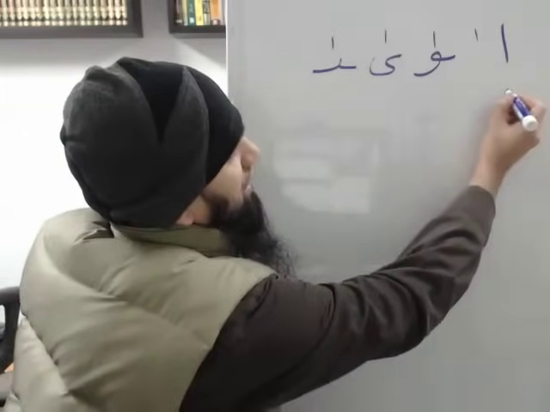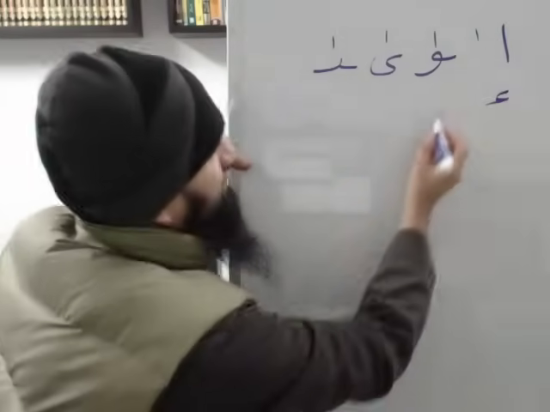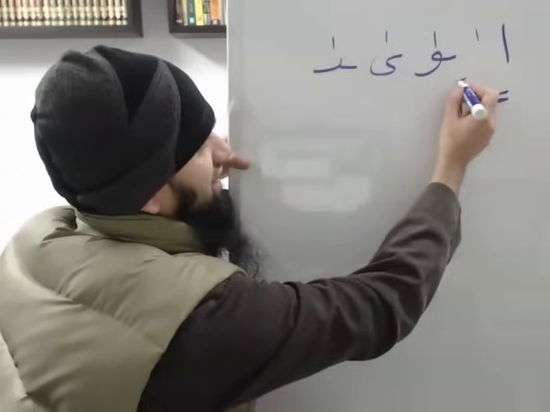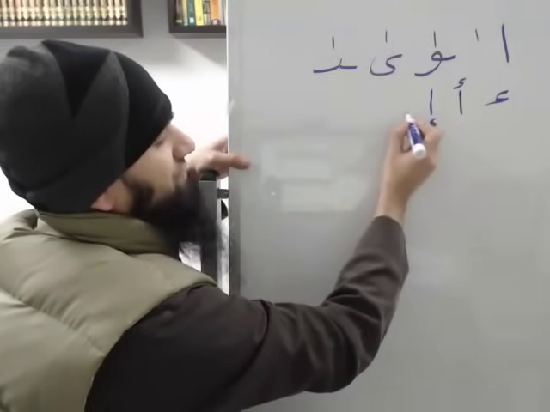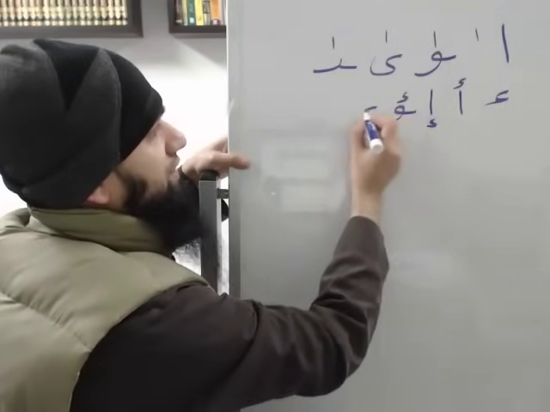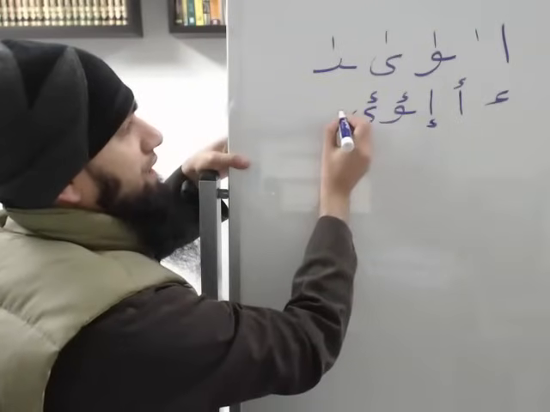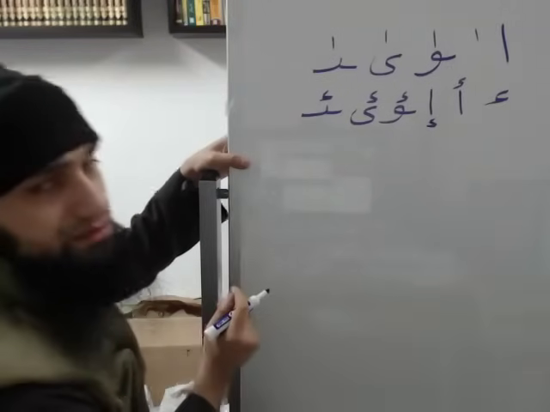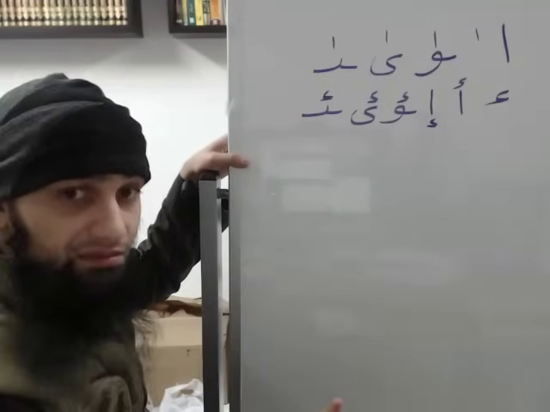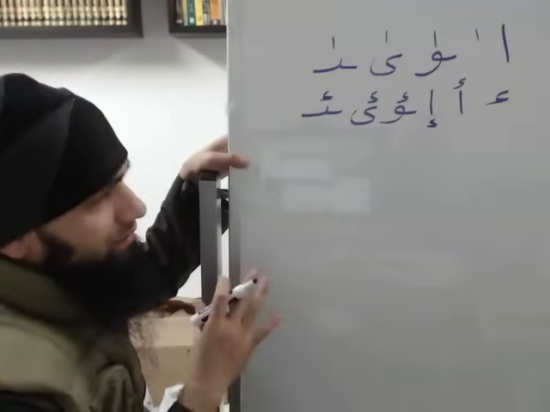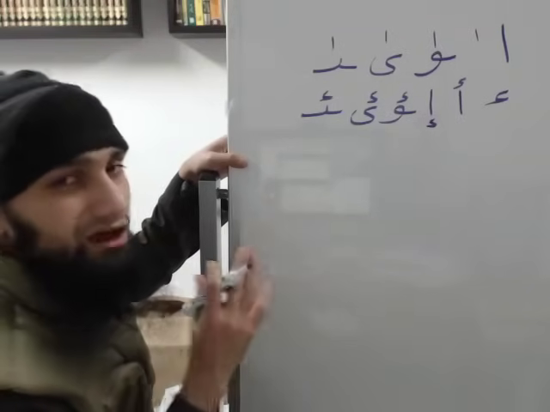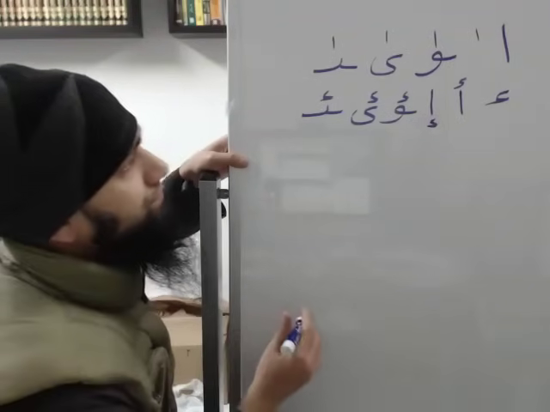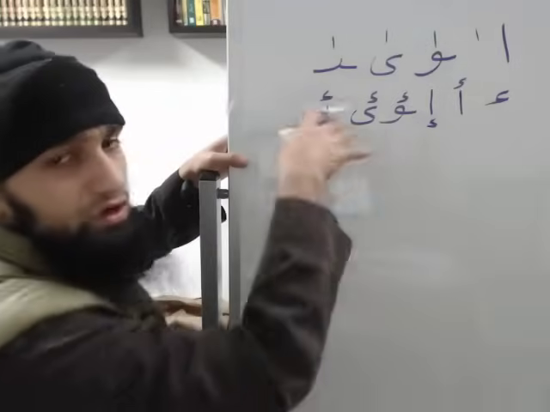Hamza. Hamza can come like this by itself. Hamza can come on top of an alif. It can come under alif. It can come on top of a wow, it can come on top of a ya, and it can also come on an empty place. They're all pronounced as hamza. Again, don't worry, you will get that. I'm just covering this with you so you have these notes. We're going to see them throughout.